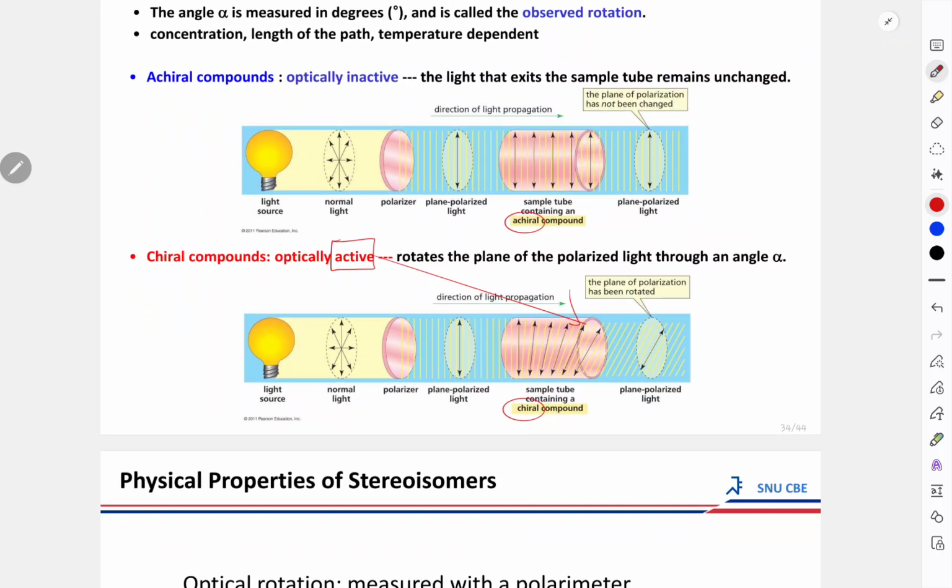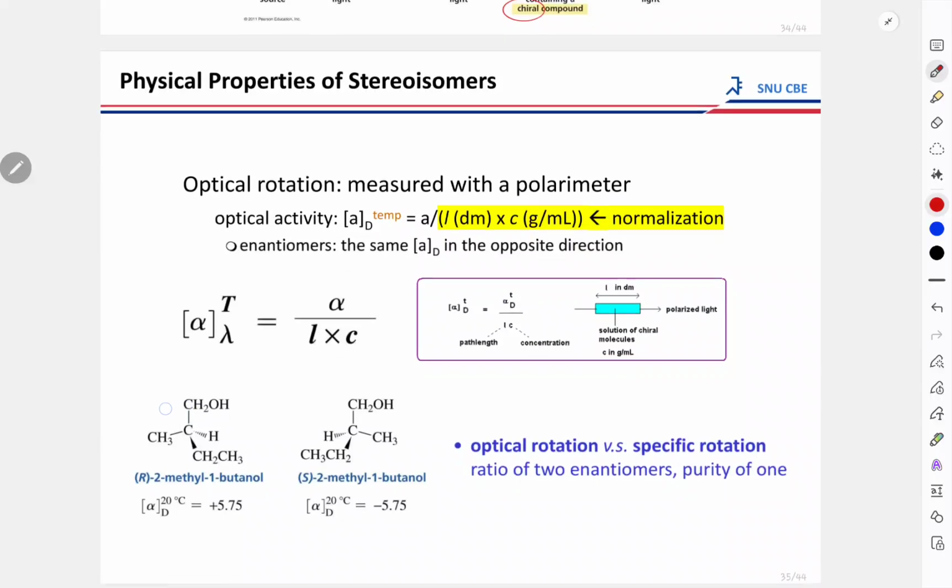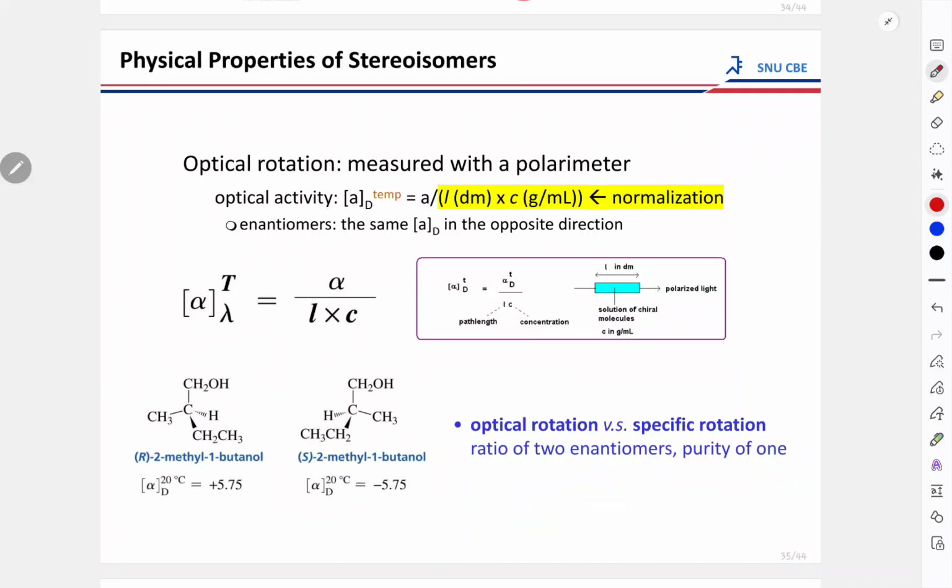And you can measure the degree to which the polarized light rotates after interaction with the molecule. You can measure the angle alpha in degrees, and you can define this as the observed rotation. Okay? This maybe looks complicated at first sight, but it's not. You can define optical rotation measured with the polarimeter.